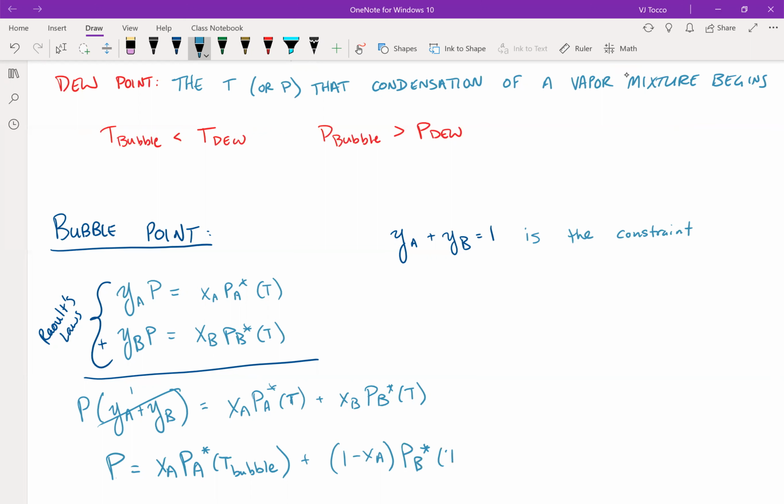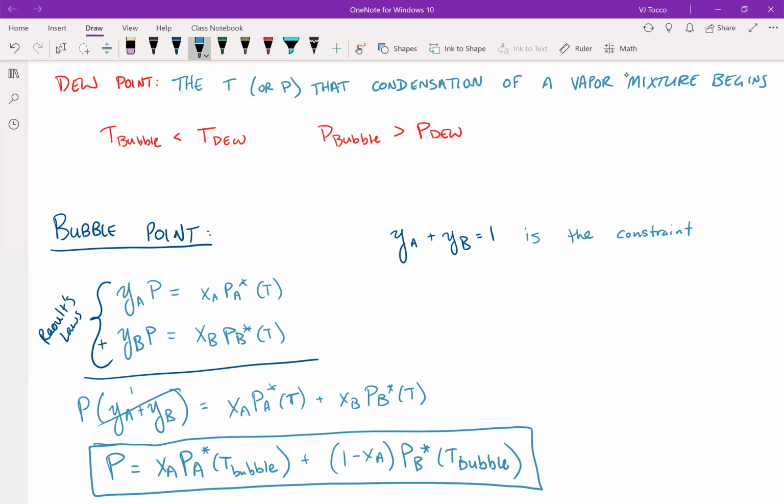PB star of T bubble, where once again, the vapor pressures would be found by Antoine's equation. So this is the equation that you would use to find the bubble point. In other words, if I was given what XA was and what P was, there would be one true value of temperature that would solve this equation. And I'll just write the formula for PB star. It's 10 to the power of A minus B over T plus C.